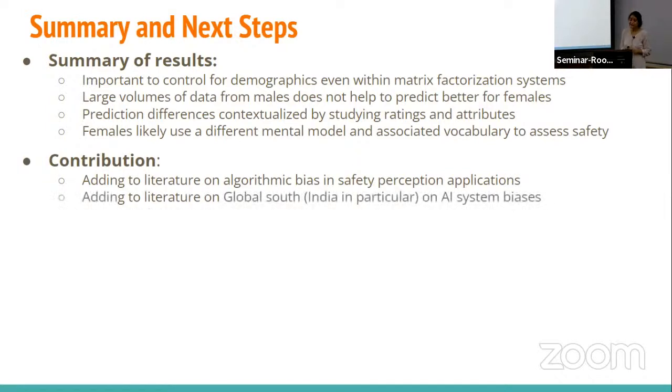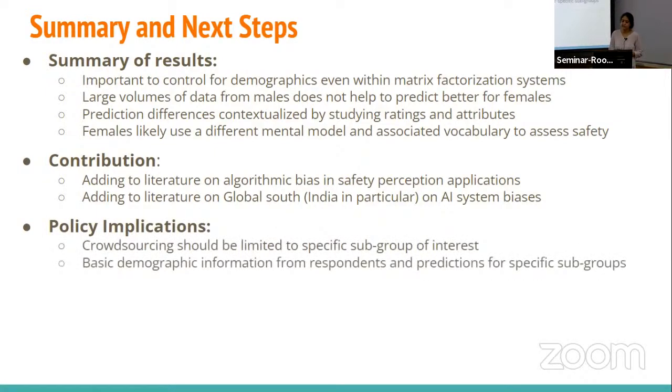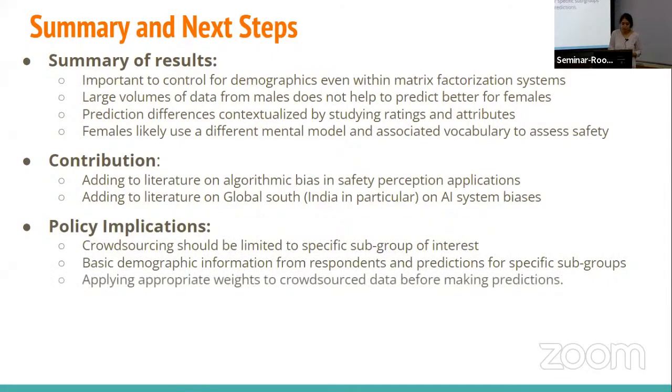I'm also adding to the literature on the global south, in particular India, on AI system bias. Very little work has been done empirically, and I feel this is a first step towards that. Policy implications: of course, crowdsourcing should be limited to a group of interest if you are able to. If not, then predict for specific subgroups if you are able to, or apply appropriate weights. As economists, this is so easy for us to say, right? Apply appropriate weights. But people are not doing that.